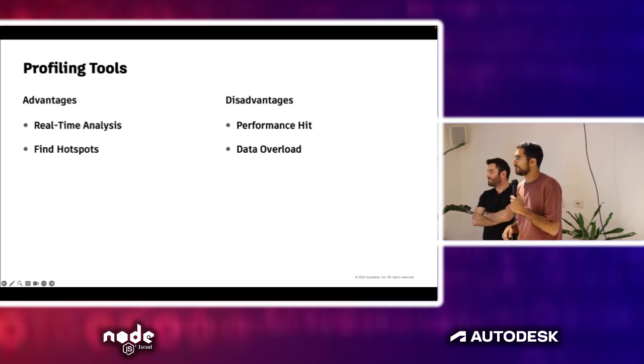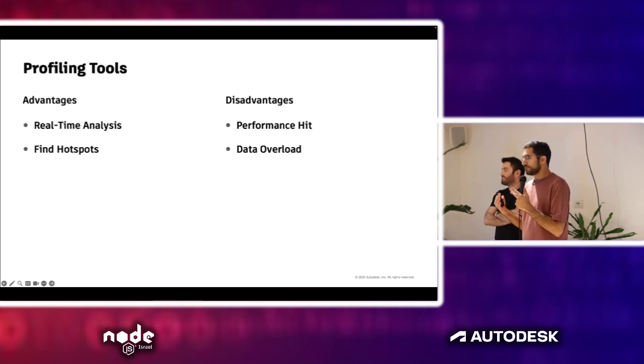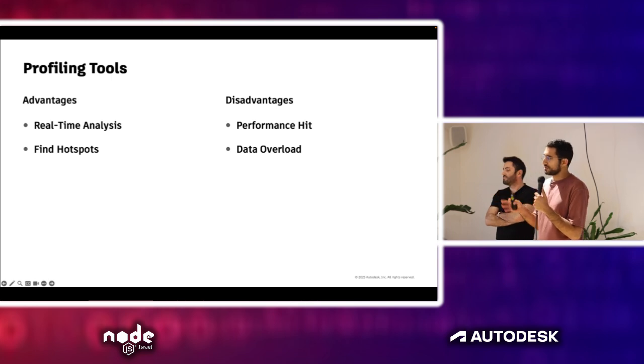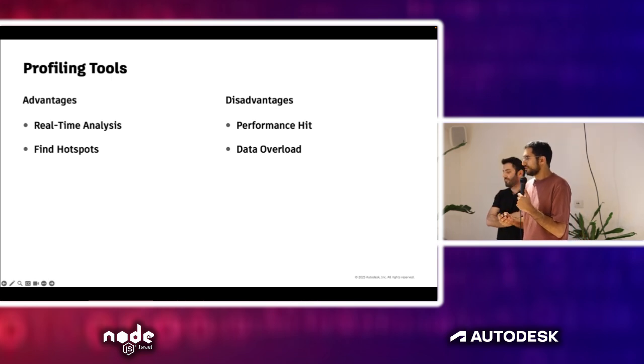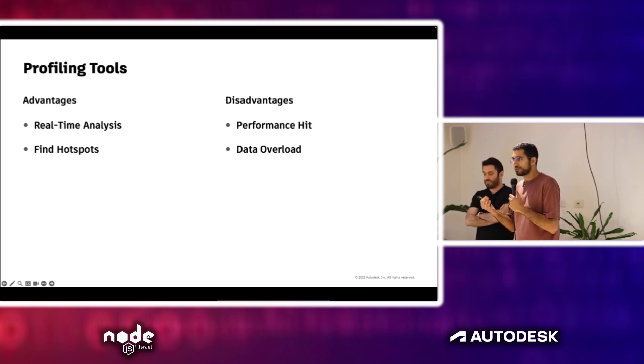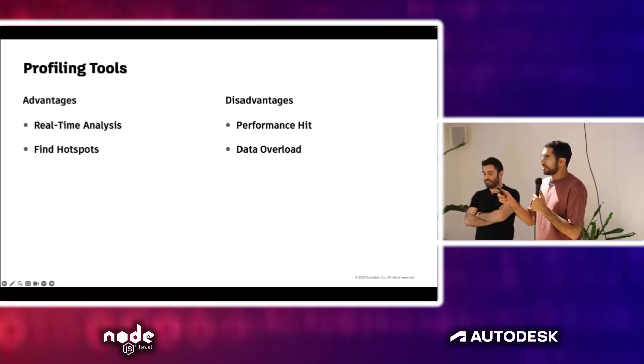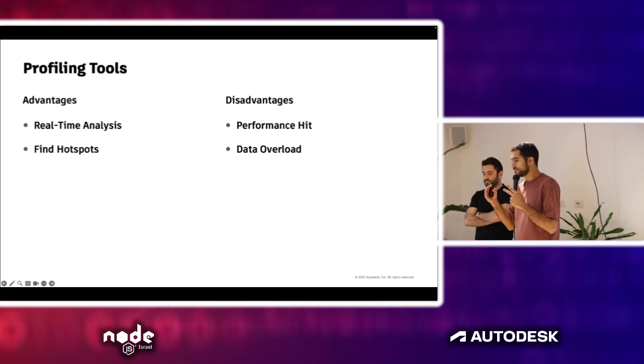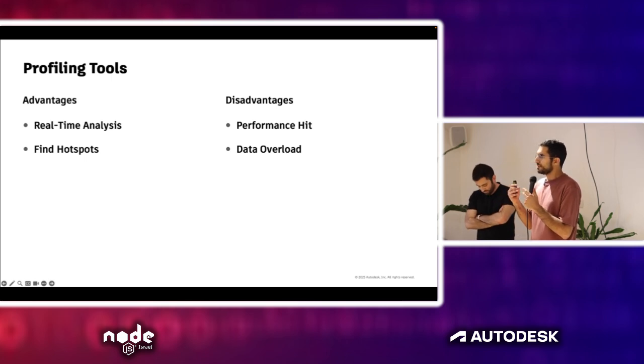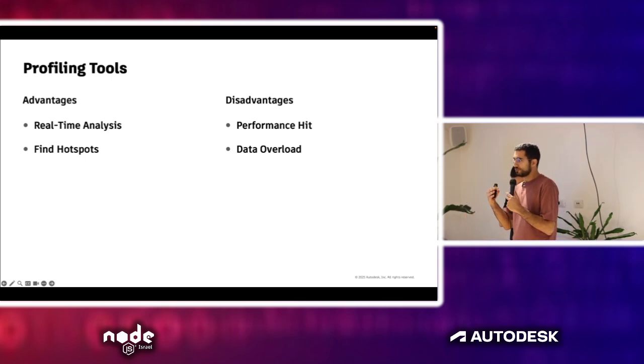One of the main disadvantages is having a performance hit. When you install a profiling tool, it basically takes about 5 to 20% of your resources from the system. This basically means that you can't use it in production because it would probably increase your cost. Another disadvantage is data overload. By having this tool, you have a lot of information. It's really easy to be misled as to which information to actually read.